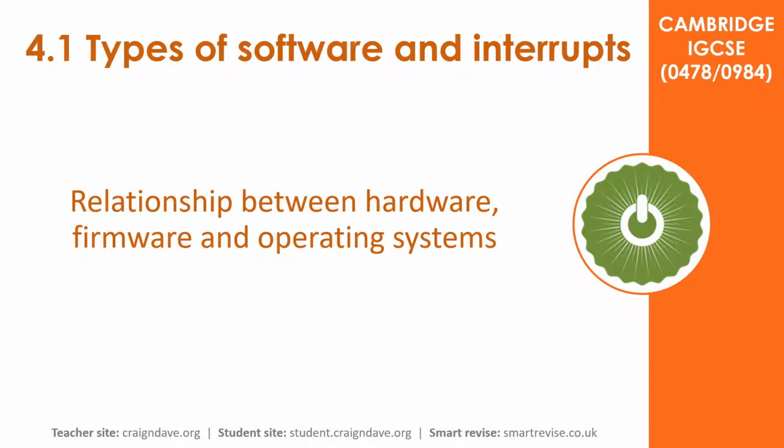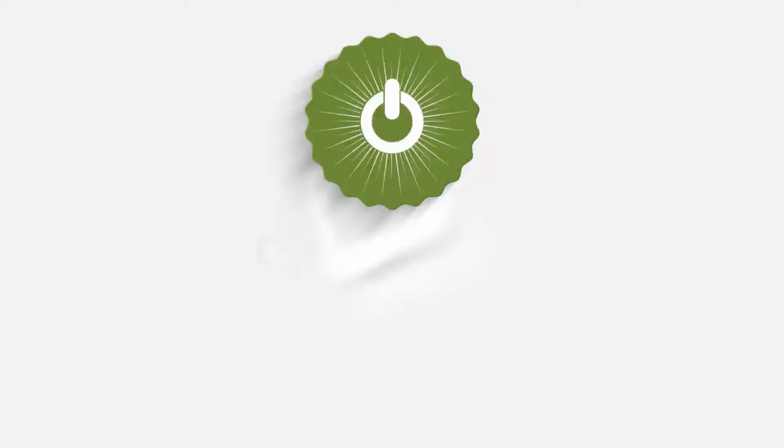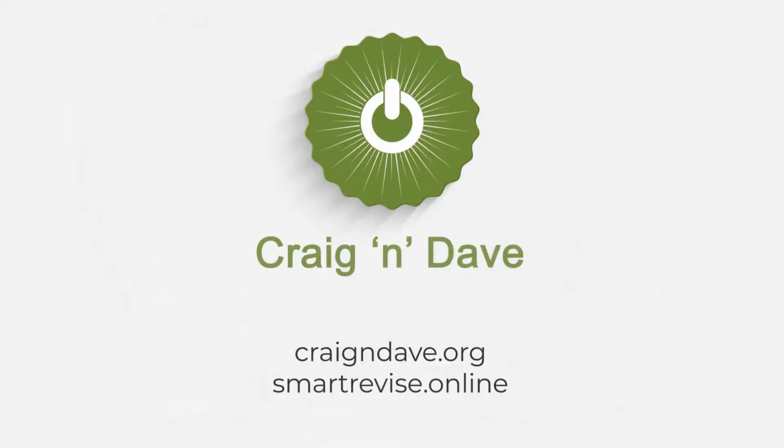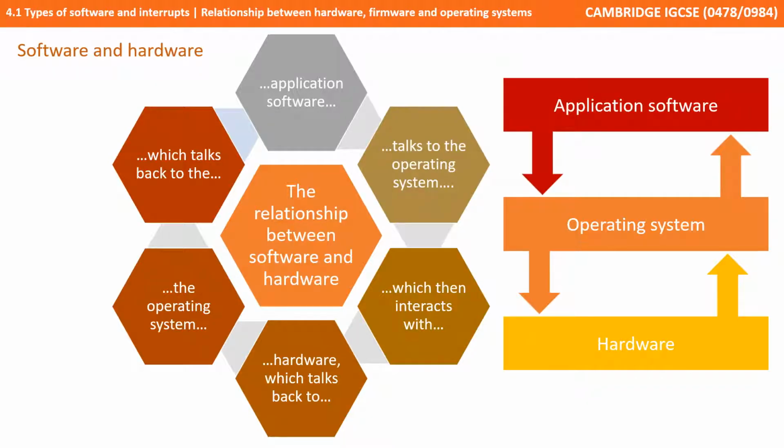In this video, we take a look at the relationship between hardware, firmware, and the operating system. It's important to understand the relationship between application software, the operating system, and hardware.